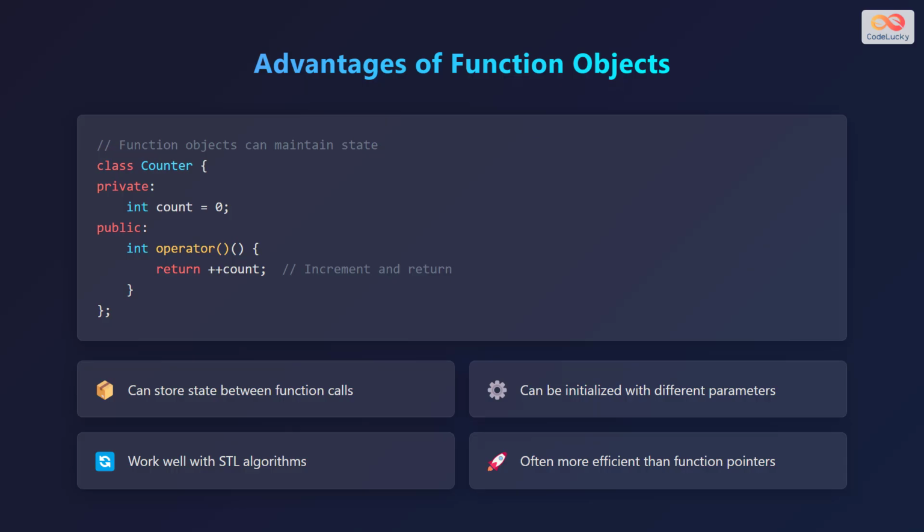Here are some advantages of function objects. They can store state between function calls. They can be initialized with different parameters. They work well with standard template library algorithms. They are often more efficient than function pointers.